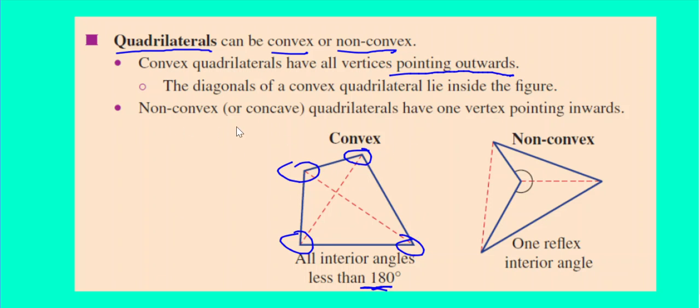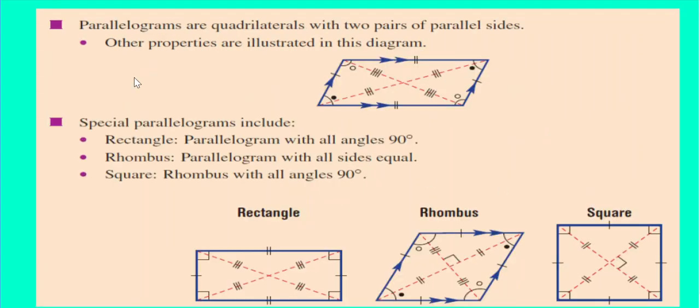Non-convex means that there is one vertex that is a reflex angle, or pointing inwards. This one angle in a non-convex quadrilateral will always be pointing inwards. And as you can see with the diagonals, you're going to have a diagonal on the outside of the shape as well, so that's a bit of a difference. So you've got convex and non-convex. Non-convex always has that reflex interior angle pointing towards the inside of the shape.